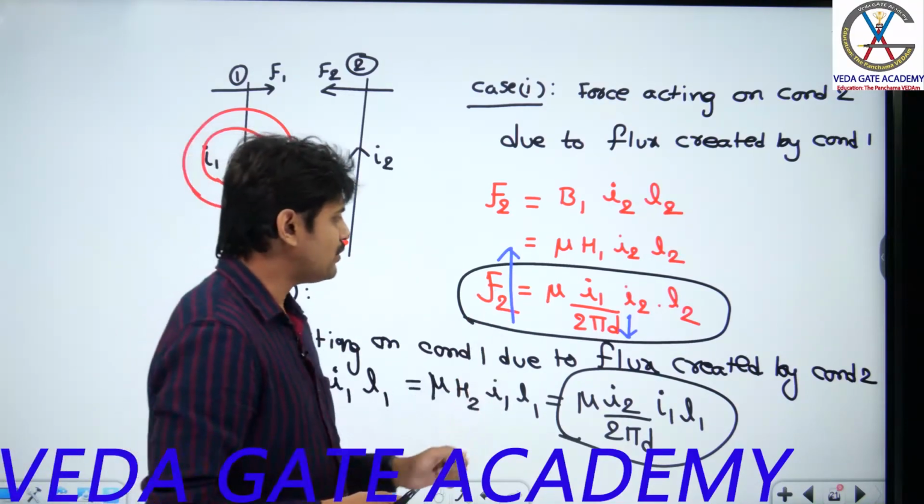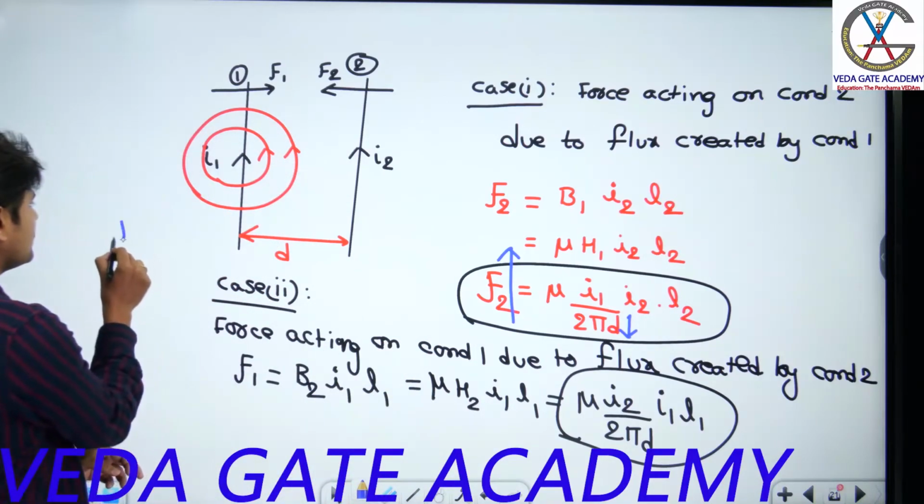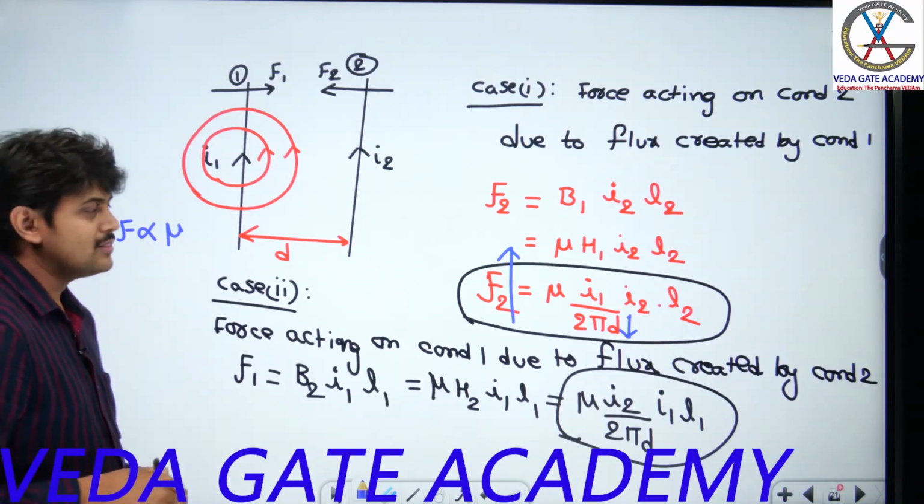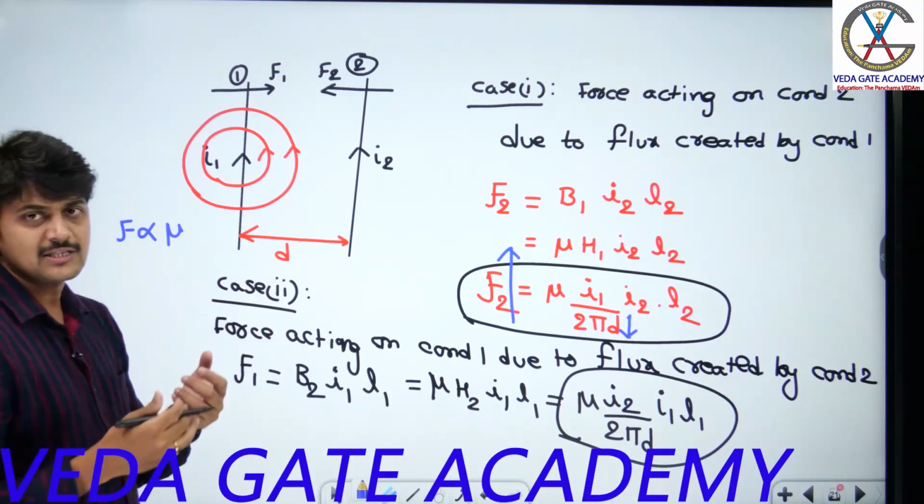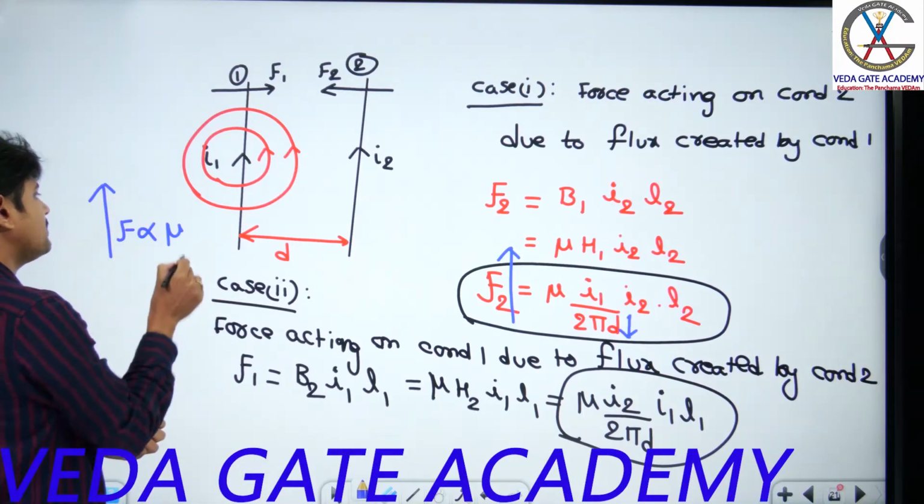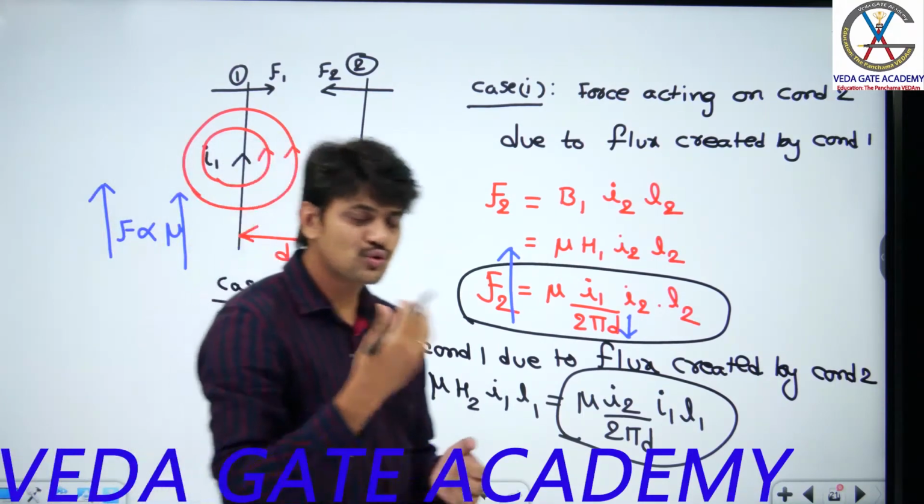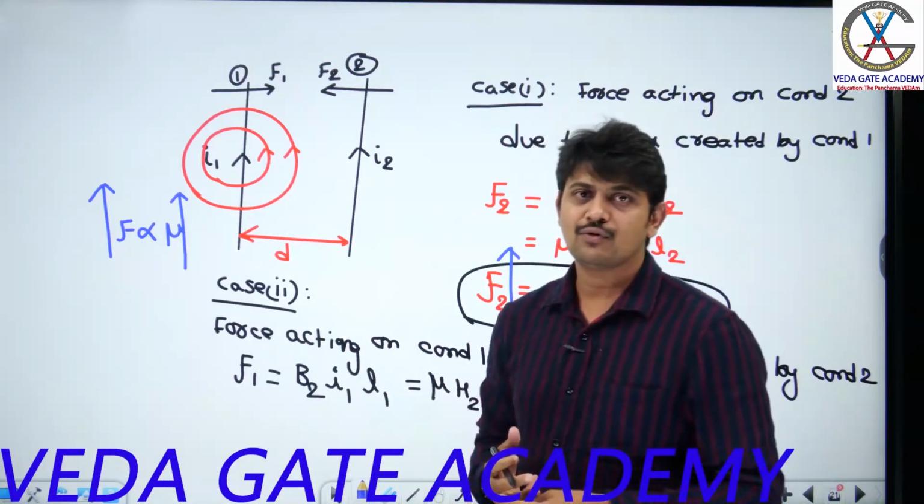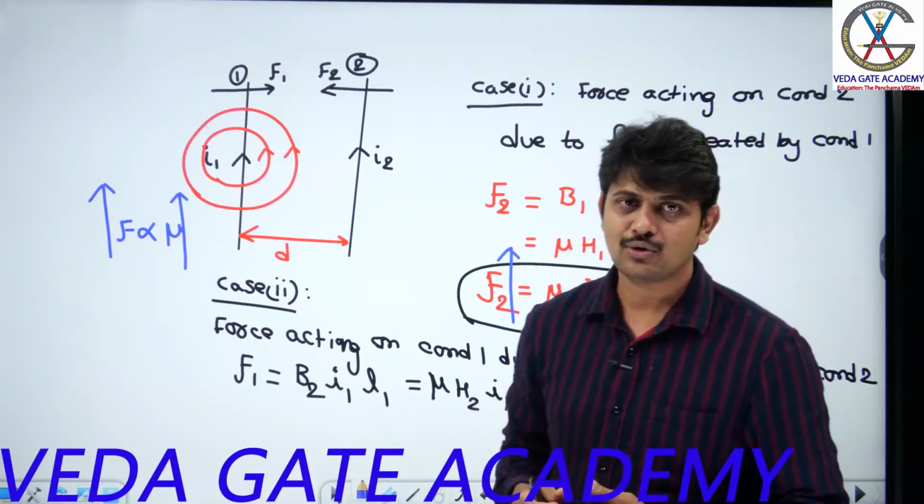One more point, if you observe here, the force acting on the conductor is directly proportional to mu. What is mu? Permeability. That means if I want to increase the force experienced by the two conductors, whether repulsive or attractive, I need to increase the permeability. So I have to choose a magnetic material with high permeability so that I can increase the force acting on the two conductors.